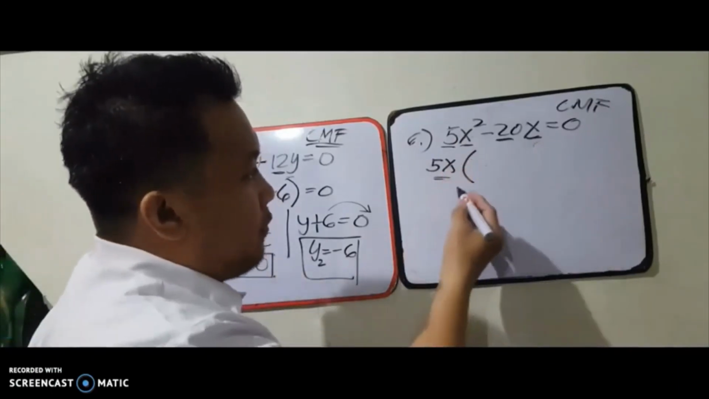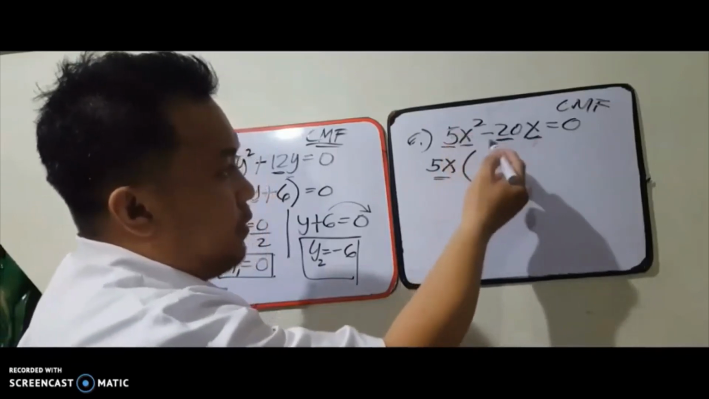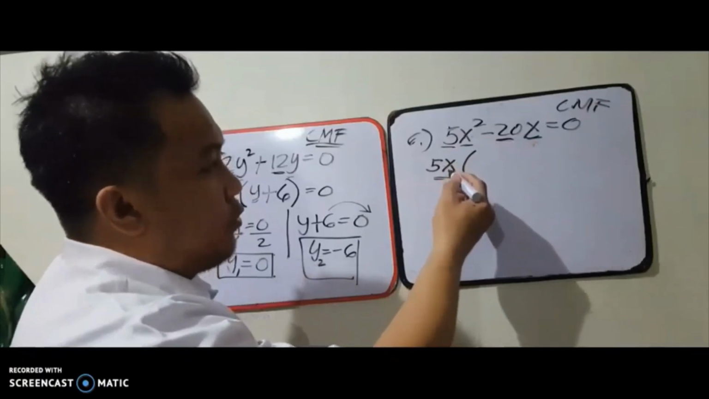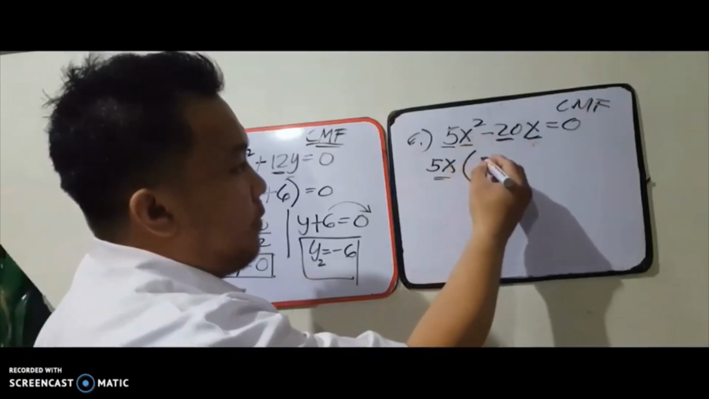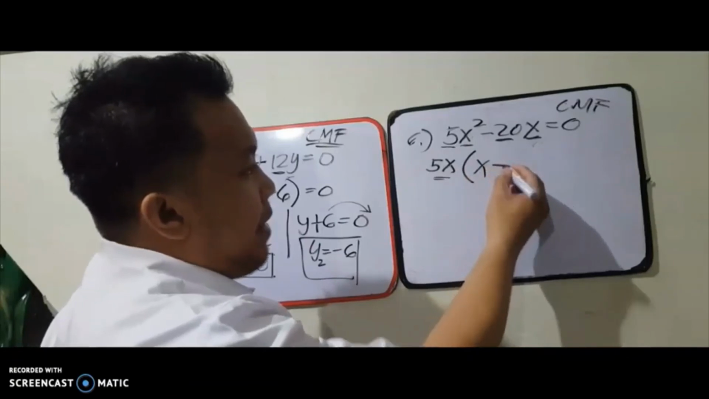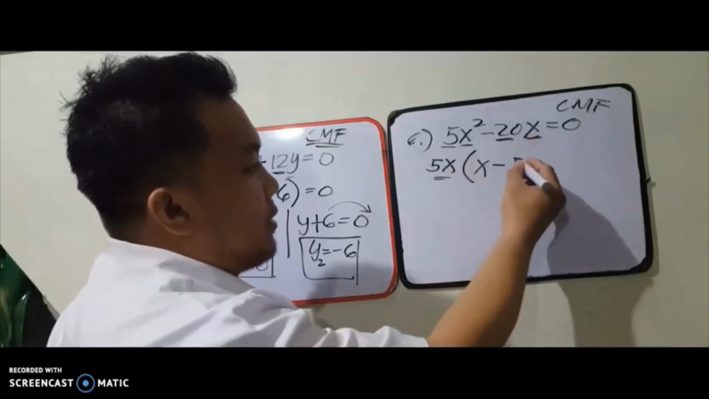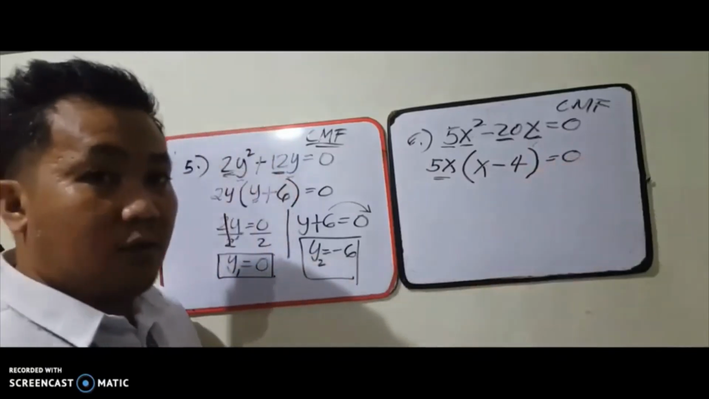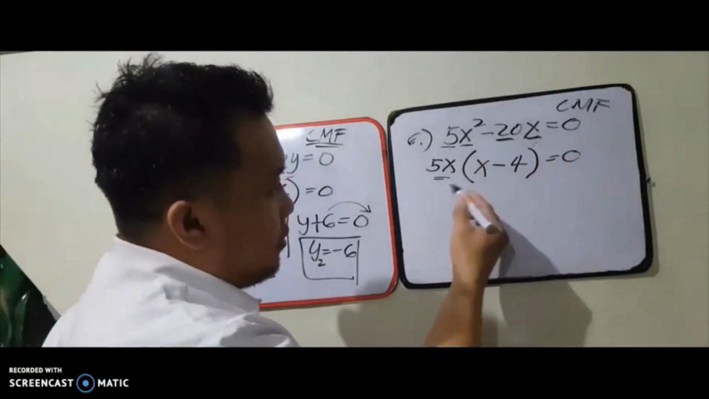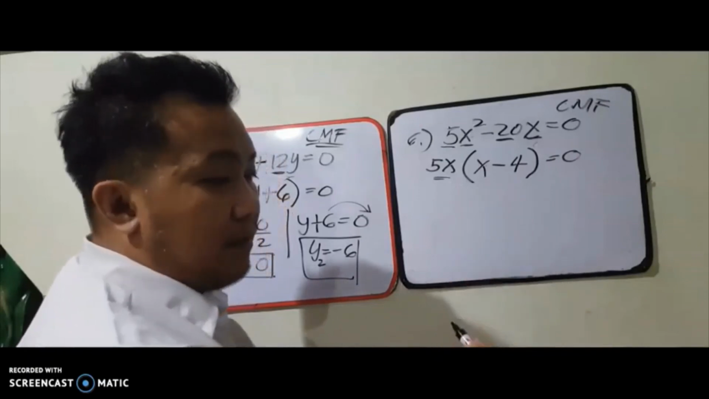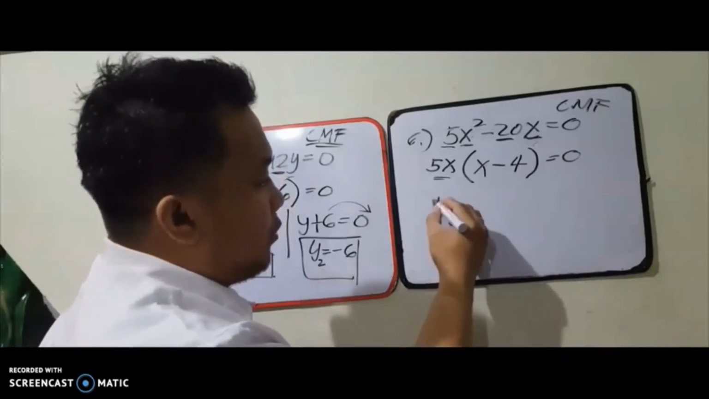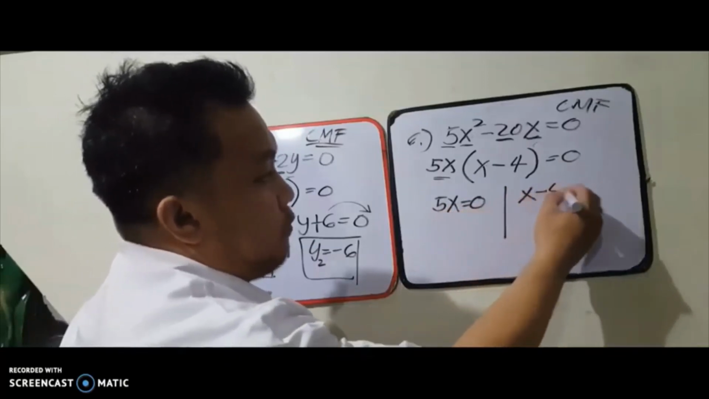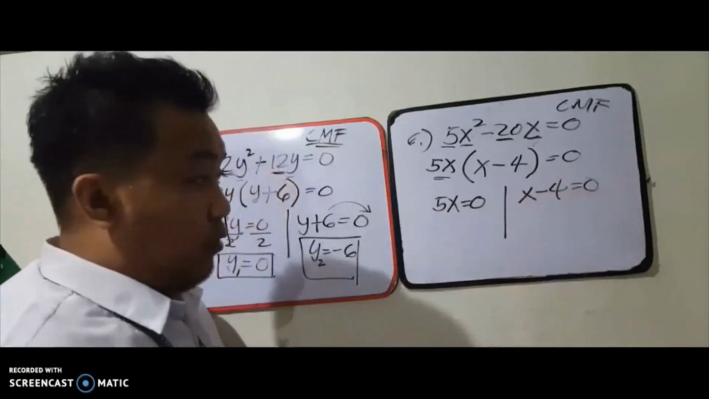Then let's find out the binomial factor by dividing each term of the given equation by the common monomial factor. So we do have 5x squared divided by 5x is x, then minus 20x divided by 5x is 4. And close parentheses equal to 0. Then from there, these two factors, we are going to separate using the zero product property. So that will be 5x is equal to 0. Then x minus 4 is equal to 0.